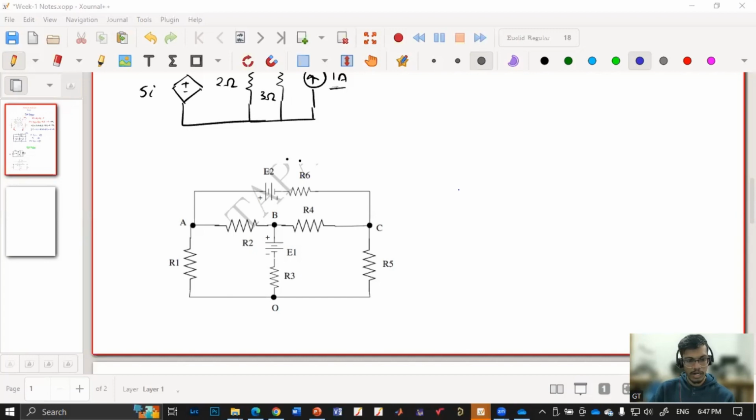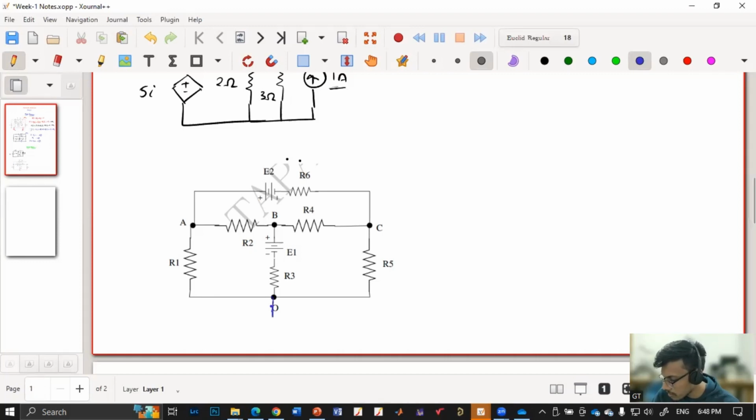Now let us take this example where we have nodes A, B, C and O. When we apply nodal analysis, we are free to choose any node to be the ground. I can choose A, B, C, or O to be ground. For my ease, I am considering O to be ground.